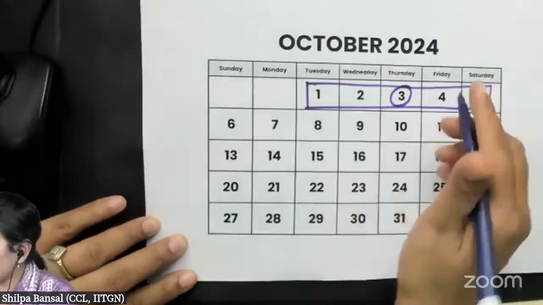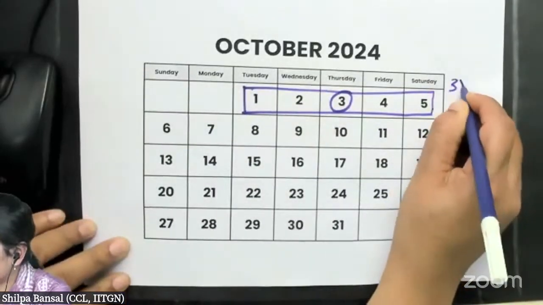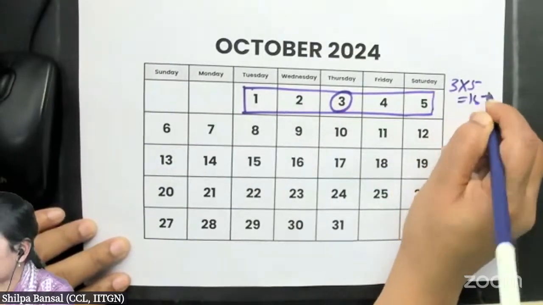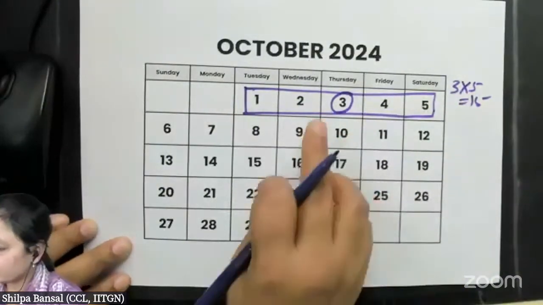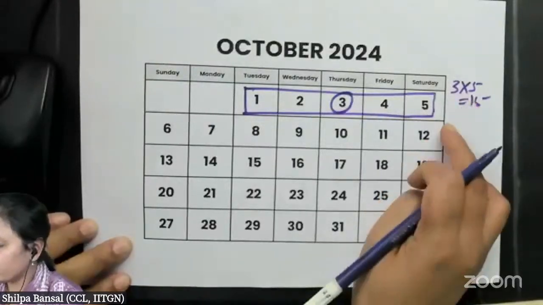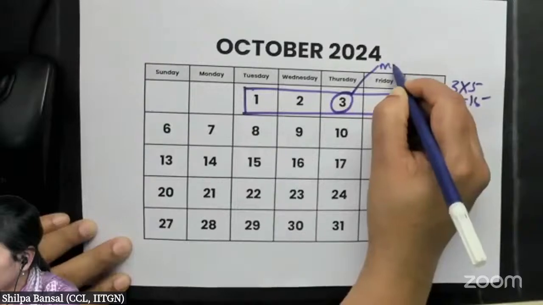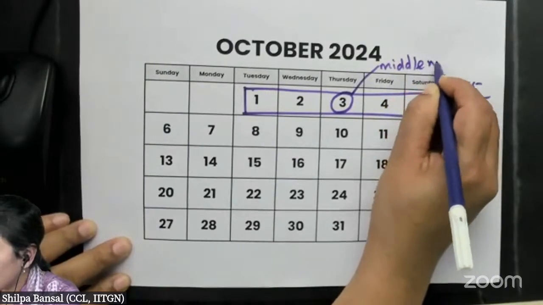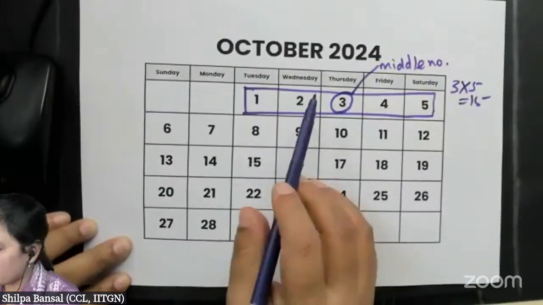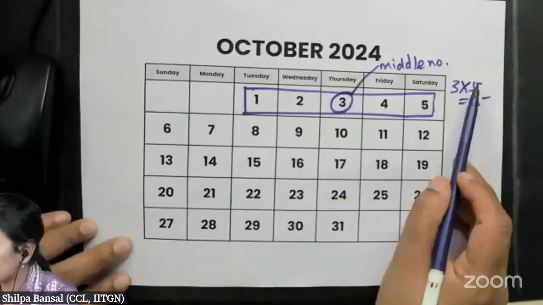See, so what will we do? The total is 3 into 5, which is 15. So 3 times 5, the total is 15. Choose the middle number and multiply it with how many numbers there are. How many numbers? 1, 2, 3, 4, 5. So 5 numbers are there.